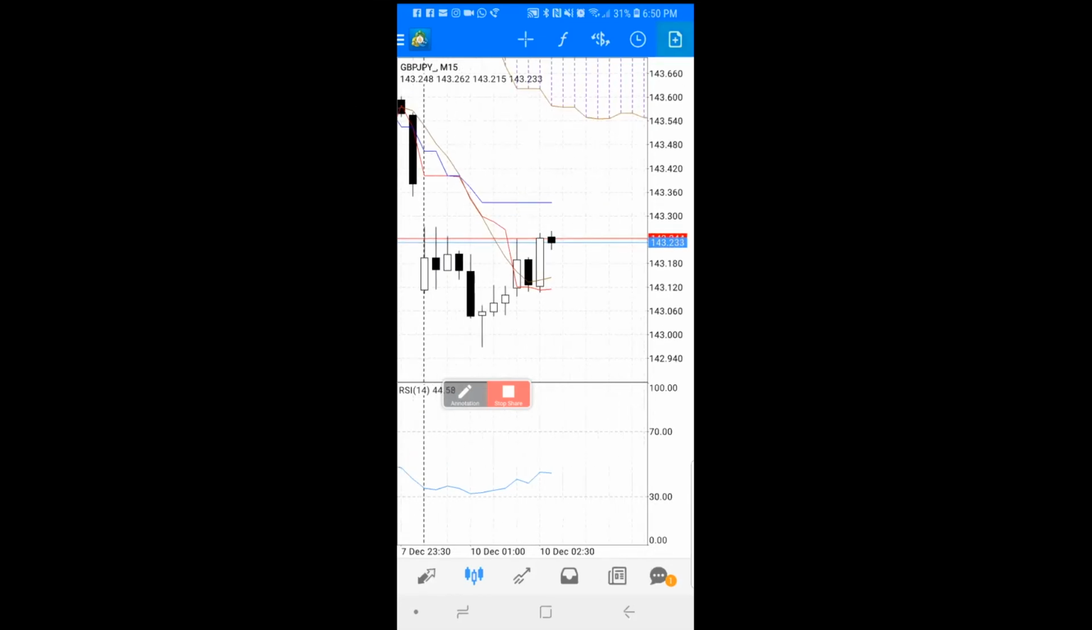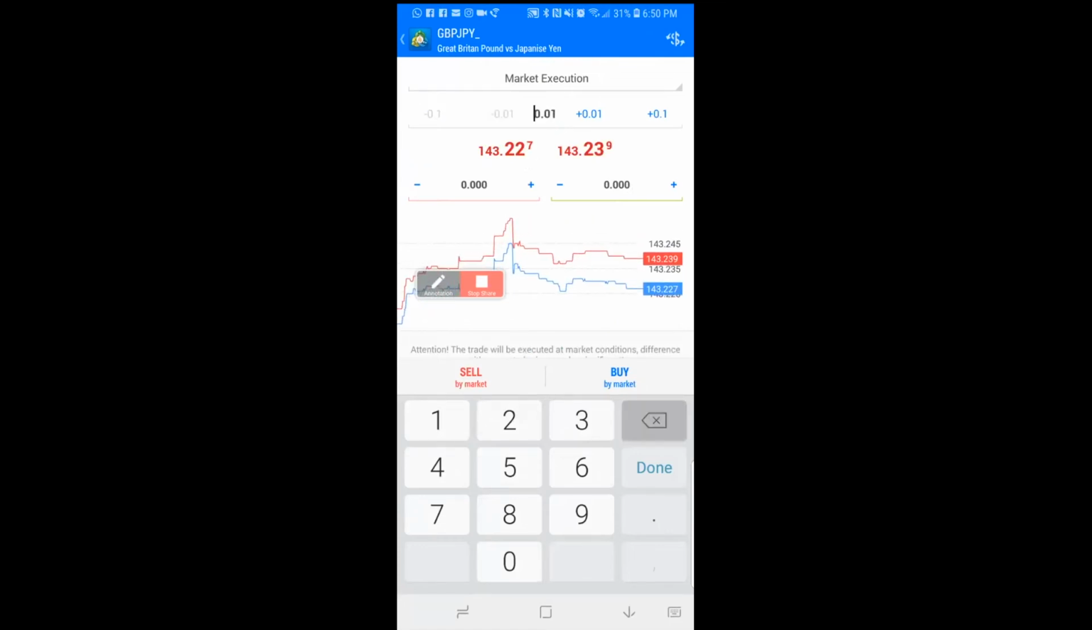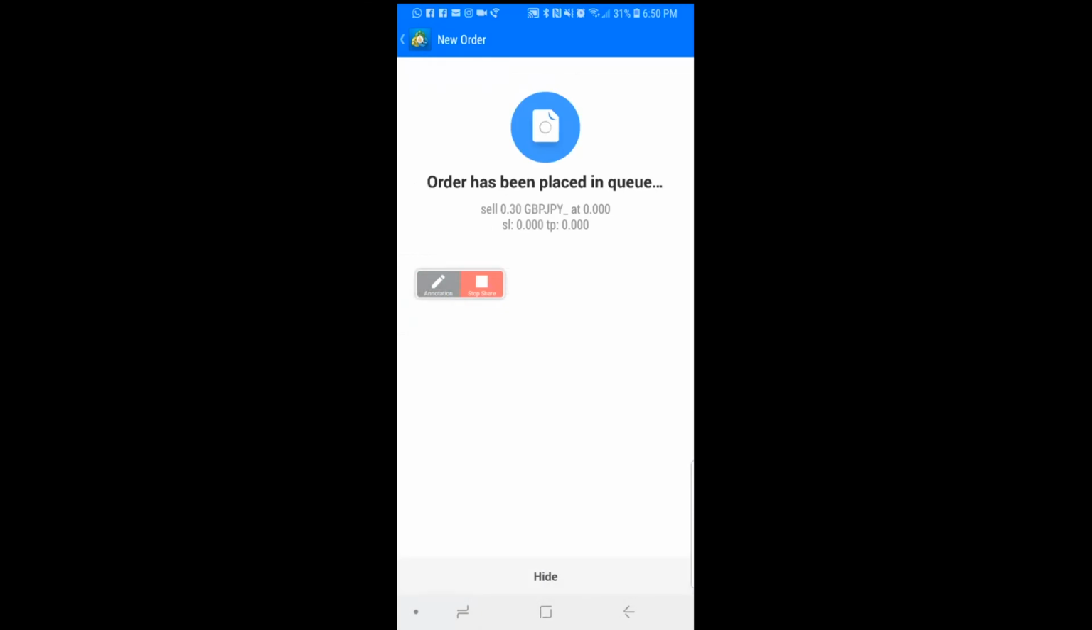Let's say we wanted to sell. We would put in our lot size. Let's see, if I put in 30 cents, that's $30. That's a nice hit. So 30 cents, and we go in as a sell.